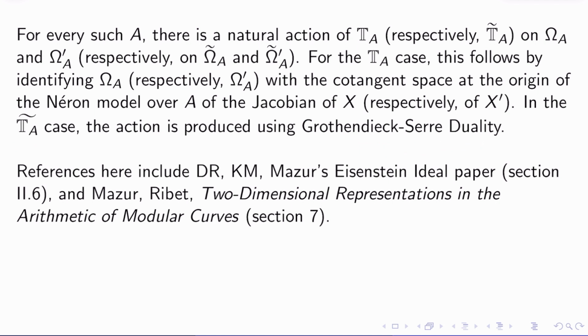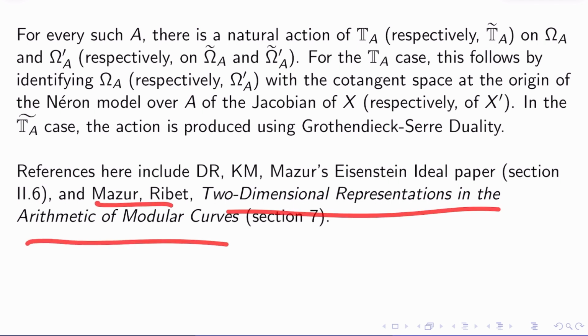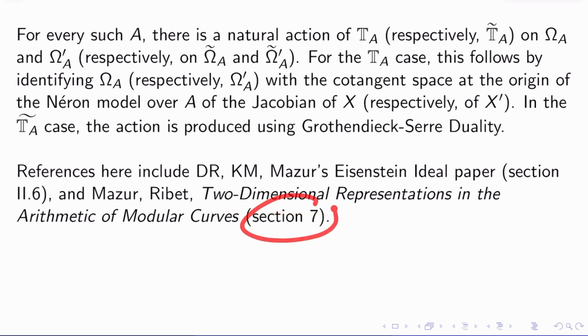Okay, so if you want some references, you can look at Deligne-Rapoport, Katz-Mazur. You should also, and I've been saying this for a while, definitely read Mazur's Eisenstein ideal paper. Probably the whole thing, but in particular for this talk, section 2.6. And also another good reference would be Mazur-Ribet, two-dimensional representations in the arithmetic of modular curves, at least section 7, but again, that's another paper you probably should just read at some point.